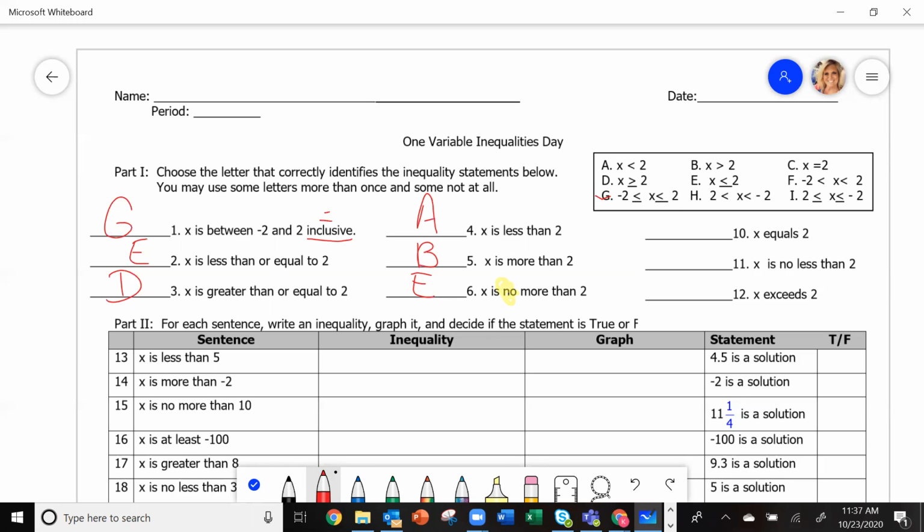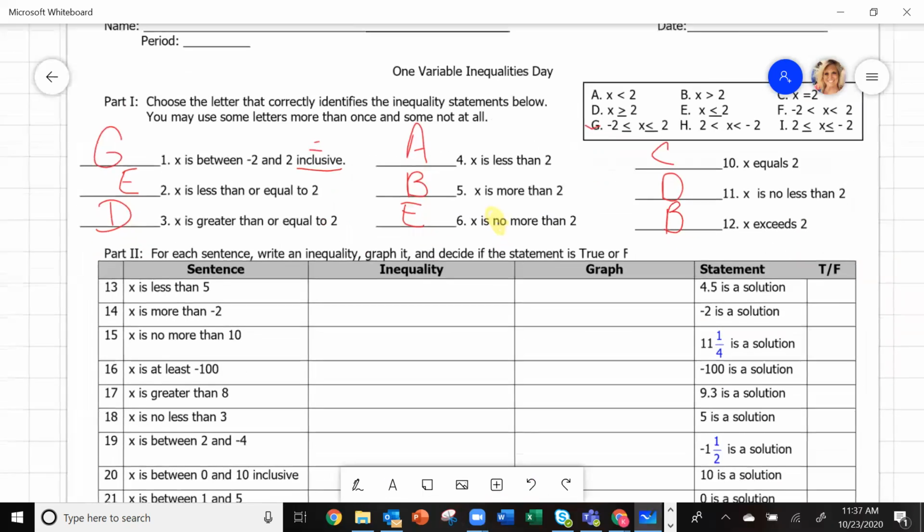Number 10, X equals 2. You should have gotten C. X is no less than 2, D. And X exceeds 2 is B. All right, that's what you should have gotten on the first 12.